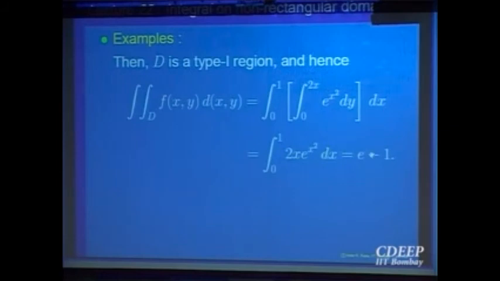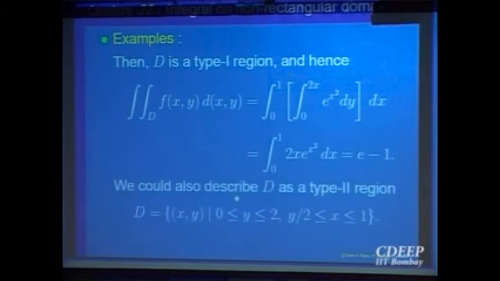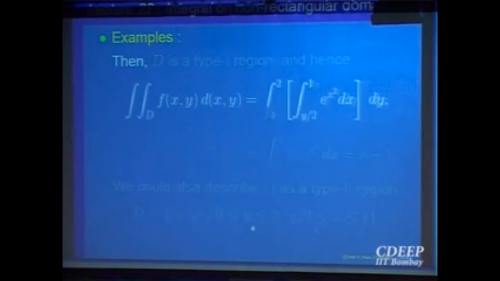Now let us try to write it the other way around and see what happens. Let us write it as a type 2 domain. It is a triangular domain, so y goes between 0 and 2, and x goes between now this. The same domain, I can write it also as a type 2 region. So let us compute as type 2. So this is what will come, e raised to power x square dx. I have to compute with respect to x first.